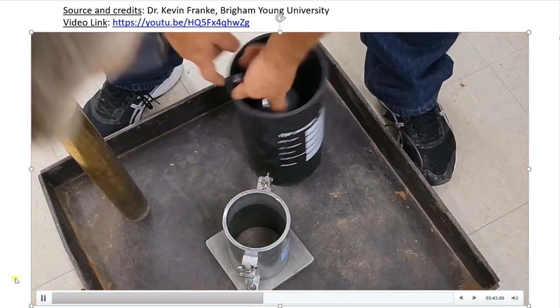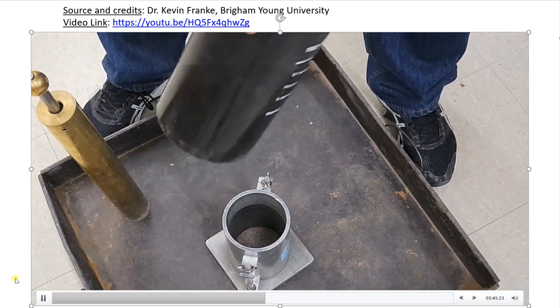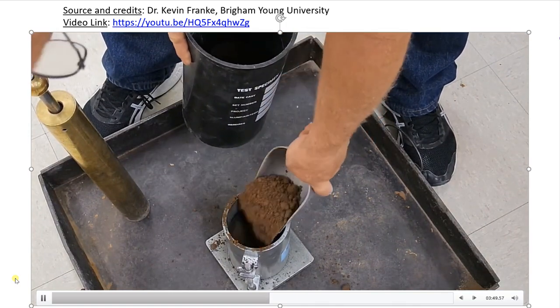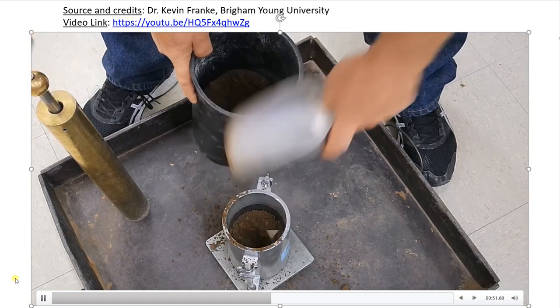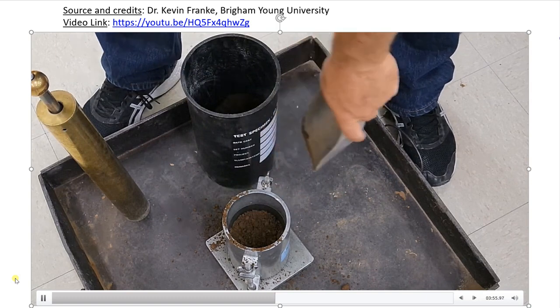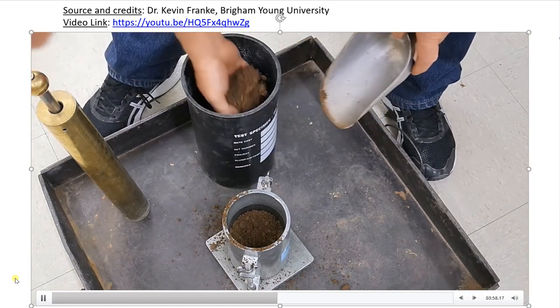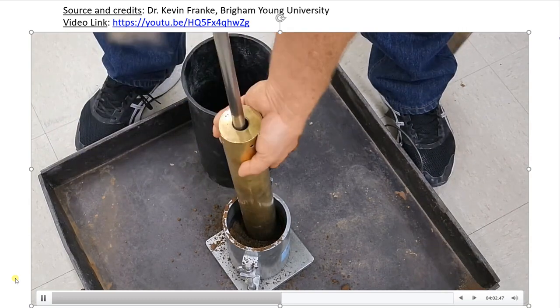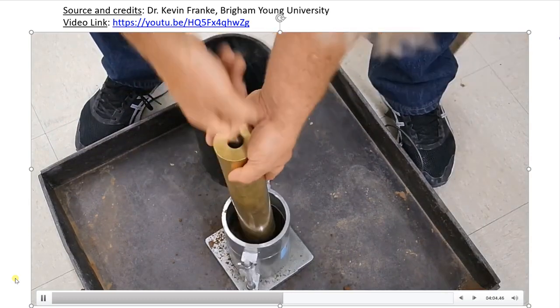The first lift, we will fill the mold up about 1/2 way and compact it. The next lift, we will fill almost to the top of the mold and compact. The last lift, we will fill about halfway up the collar and compact it. When we are done, we want to see the soil at about 1/2 inch to 1 inch above the top of the mold when the collar is removed.